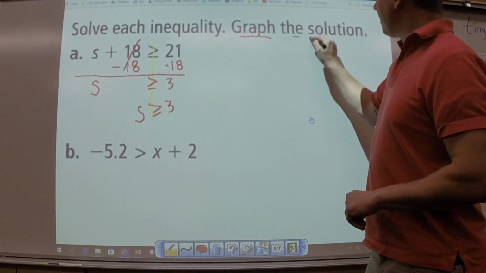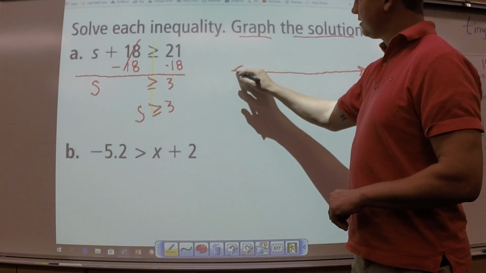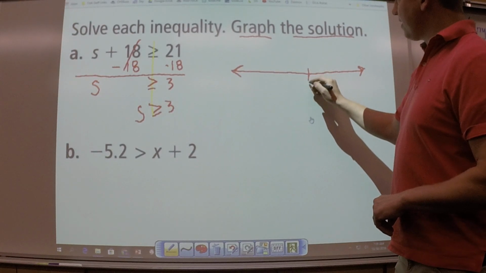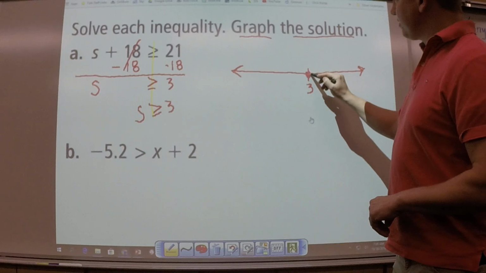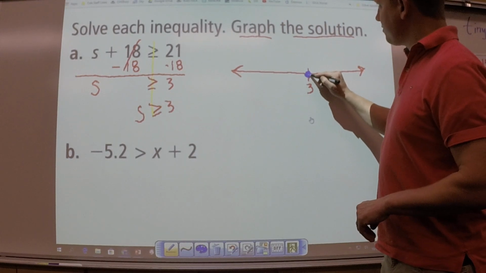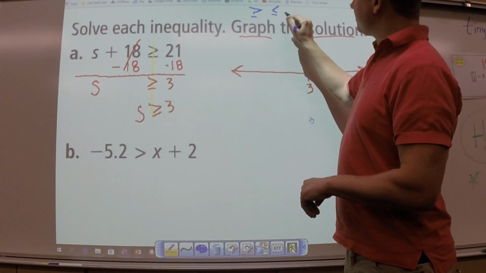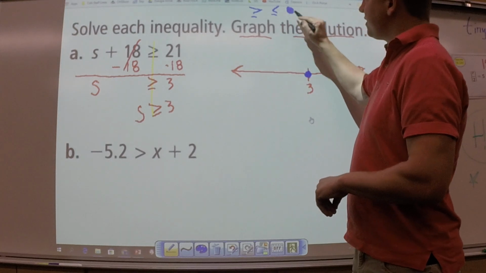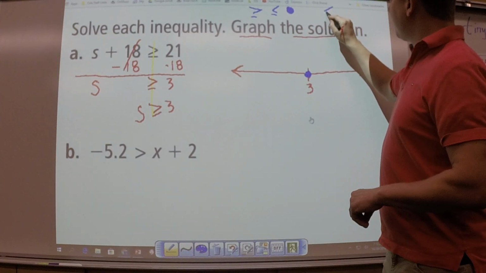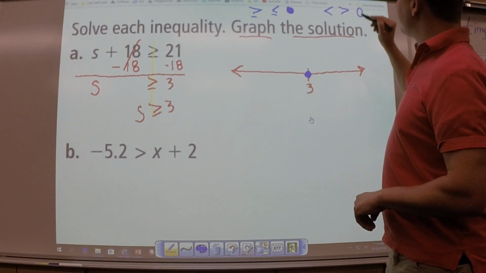Okay, it does say graph this solution. So my graph would look something like this, and I would have a 3 right there, and it would be greater than. So I like to fill it in completely. Remember, if it's greater than or equal to, or less than or equal to, it will have a solid filled in dot. Okay, if it's less than or greater than but no equal to underneath, then it's an open circle.